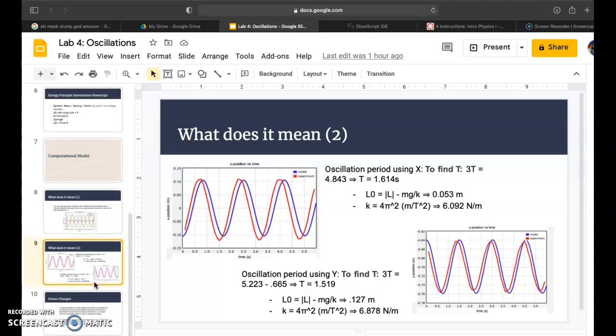Now, another analysis is finding the oscillation period using x position versus y position. When I use x position, I get a k value of 6.092, and when I use y, which I already derived before, I get a k value of 6.878. Now, if you look at the x position graph versus the y position graph, there's more variability in x position than y position. This is probably because y yields more accurate results, since the mass was changing in the y direction, while for the x position, it was just moving left and right. So there is a difference between them, and y seems to be more accurate because there's less of a difference.